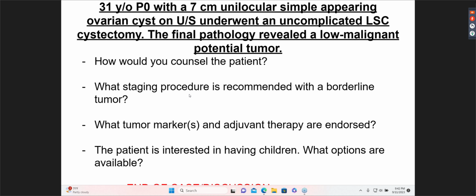So for this patient who already had her surgery, she would have to be brought back to the OR for unilateral oophorectomy and staging, right? I think it all depends on shared decision making. It looks like you have a greater risk of a recurrence if you just did the cystectomy. But of course, you did the cystectomy not knowing that it was going to come back low borderline potential.